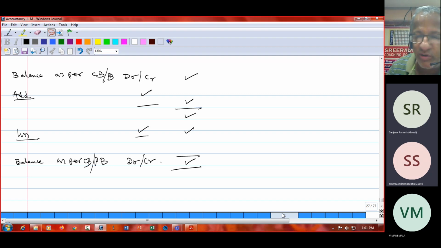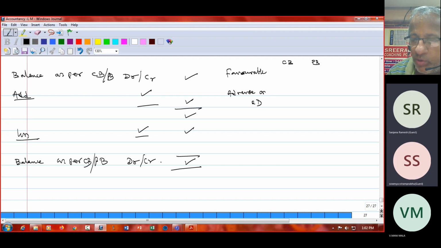When hand is to be considered as the base: cash book, passbook, overdraft, what is this? See, we have this sort of thing. We used to get into this sort of thing. Favorable balance, cash book, passbook. Adverse, overdraft, or you call it out as an overdraft.